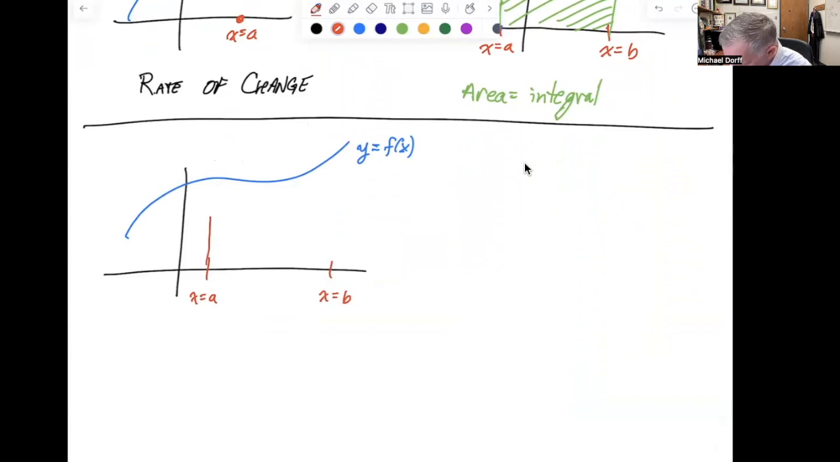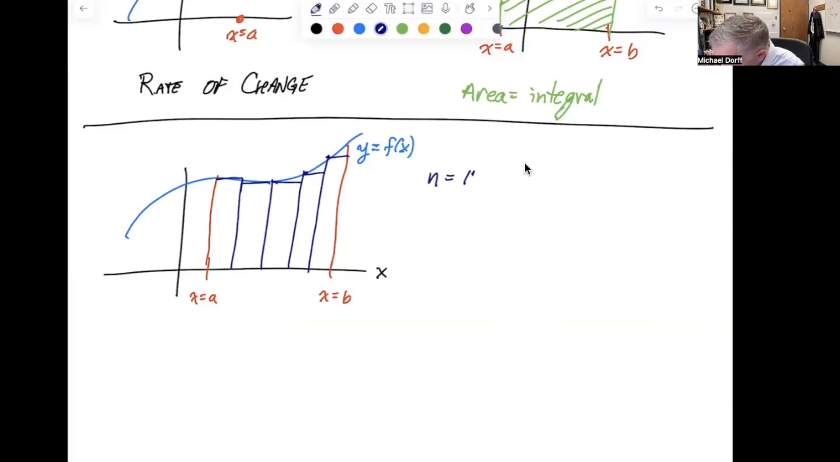And I want to find the area underneath the curve, the blue curve there, y equals f of x, above the x-axis, which is the black line, and between the two red lines. And what I'm going to do is create a bunch of rectangles. I'm going to use these rectangles to approximate the area under the curve. All right. So we're going to let n equal the number of rectangles.